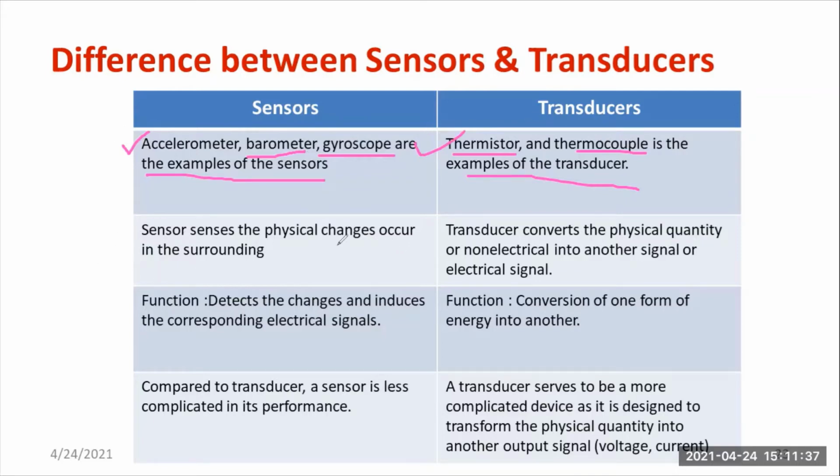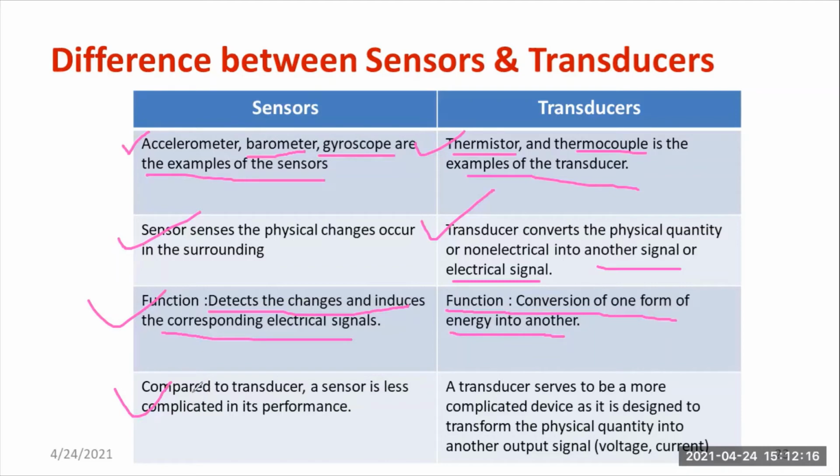A sensor senses the physical changes occurring in the surroundings. That is true. Then regarding the transducer, it converts the physical or non-electrical quantity into an electrical signal. Regarding functionality, a sensor detects the changes and induces a corresponding electrical signal. The function of a transducer is the conversion of one form of energy to another form. Energy conversion takes place in a transducer. But in sensors, there is no energy conversion. Whatever the physical signal, it is converted into a measurable form.